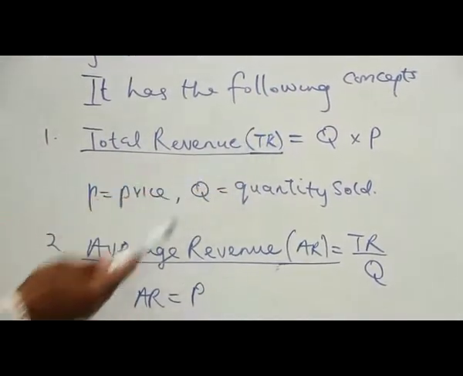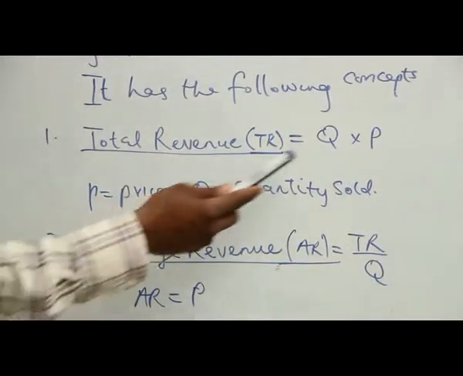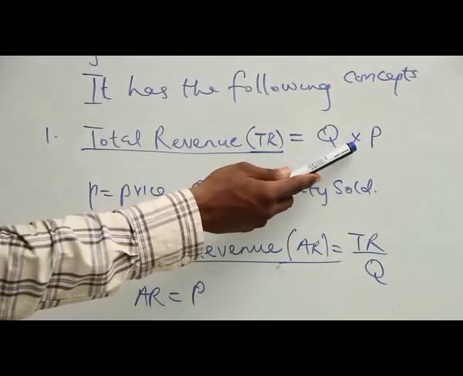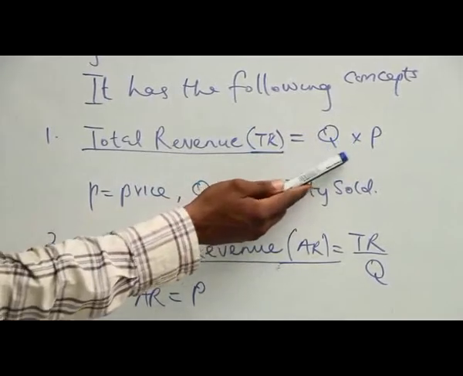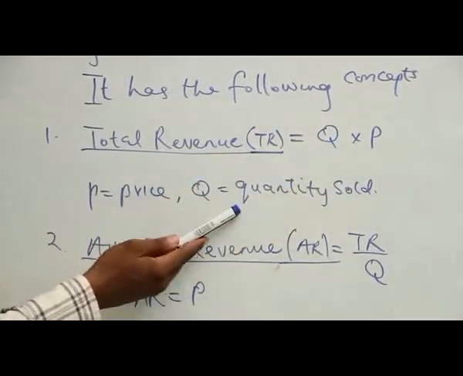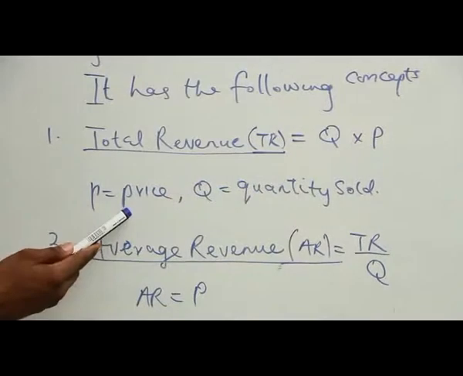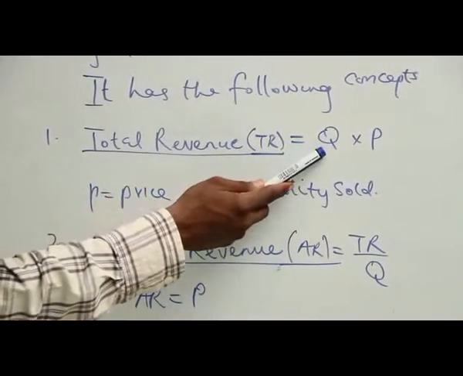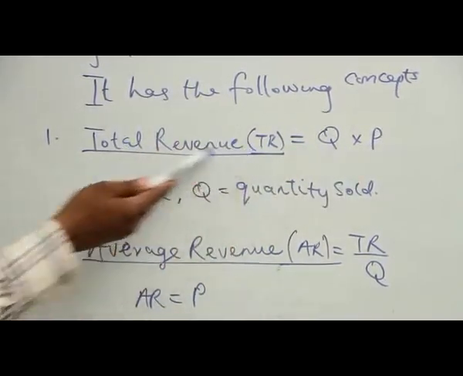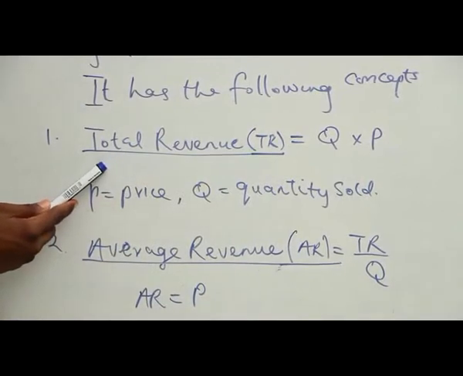We call it TR. Then how do you get total revenue? It's going to be quantity sold times price, Q times P. So Q implies quantity sold, while P implies price. When you multiply quantity by price, you get the total revenue of a firm in a particular period.